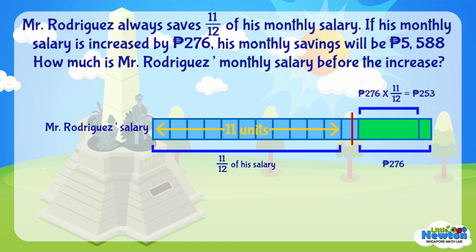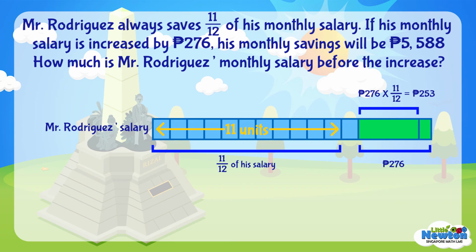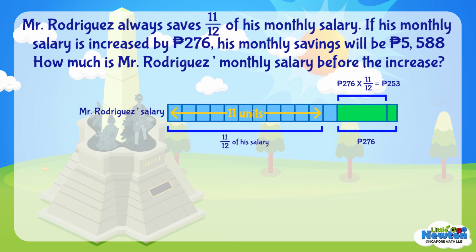So, 11/12 of the additional 276 pesos will be saved as part of the new savings, which is equal to 5,588 pesos after the increase. Can you see that Mr. Rodriguez's new savings is equal to 11 units plus the savings from 276 pesos, which is equal to 253 pesos? Do you understand? Great! Let's move on to the next part.